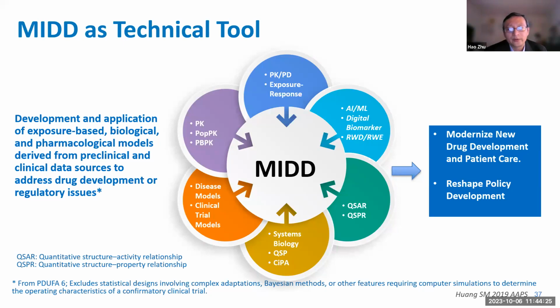And of course, we use some highly empirical modeling as a new addition to the MIDD toolbox, which includes artificial intelligence and machine learning models. We try to understand whether we can include real-world data and real-world evidence as an alternative source of information. We also try to incorporate digital biomarker information. All these tools we can use in isolation or in combination, but the goal is the same. We try to modernize new drug development so that we can improve patient care.